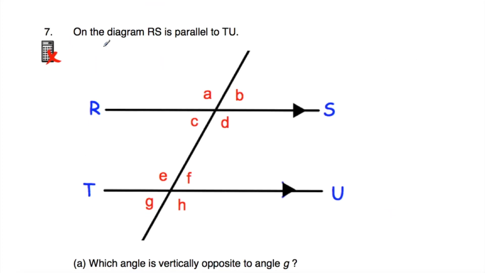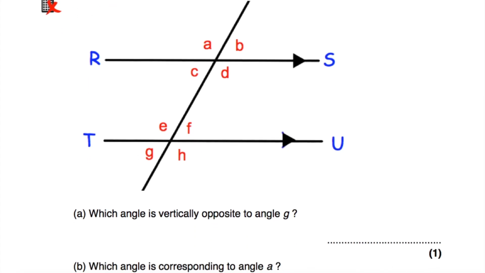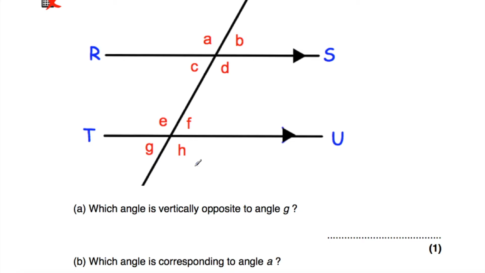Okay, so question number 7 says, on the diagram, the line RS is parallel to the line TU. So these two lines are parallel to each other, and all the angles are labelled A, B, C, D, E, F, G, H. Part A says, which angle is vertically opposite to angle G? So angle G is here. The one vertically opposite it, well, we'll look at the two lines that cross each other, look at angle G, and find the one opposite it, which is angle F. So these two angles are equal to each other, and the answer is F.